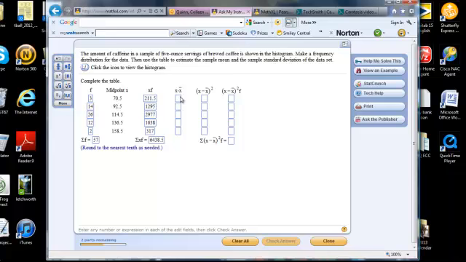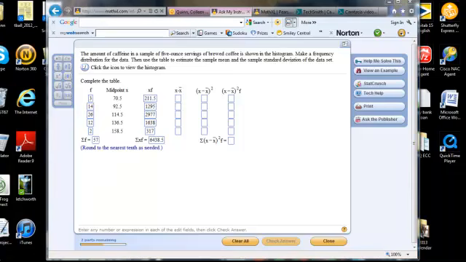Now for this column, I need to do my x minus my x bar. We have not yet figured out x bar. X bar is our mean. Our x bar is going to be the x times f column divided by the sum of our frequency column.